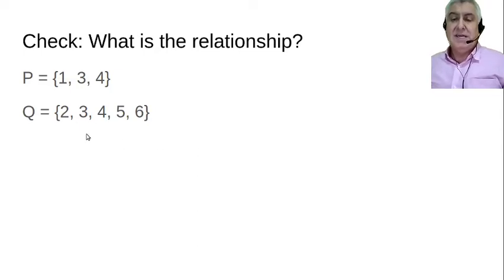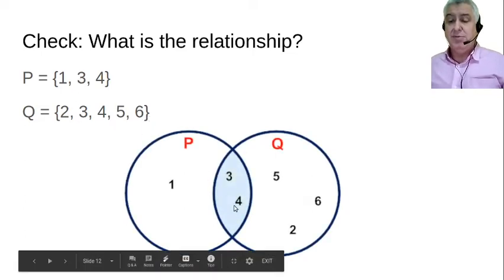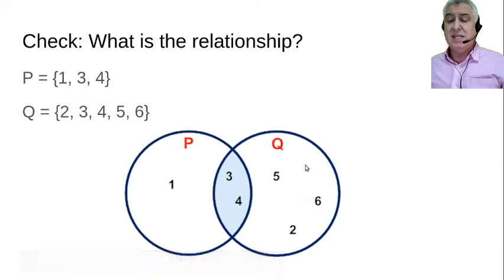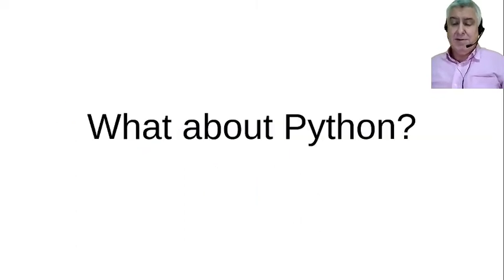Okay, we can see again, P has 3 elements, Q has 5 elements. So we know that Q is not a subset of P, and we know that P could be a subset of Q. So let's check 1. 1 is not in there. 1 is not anywhere. So we know that when we draw out a Venn diagram, it looks like this. And P is not a subset of Q, and Q is not a subset of P. Not a proper subset either, of course. Okay, so what about Python?